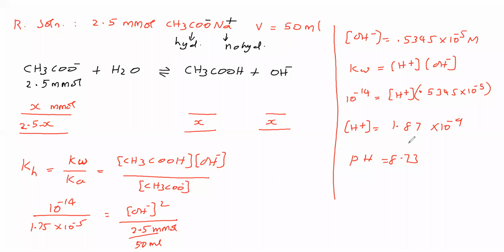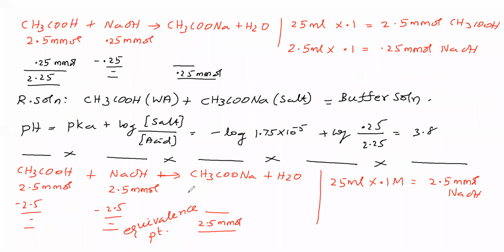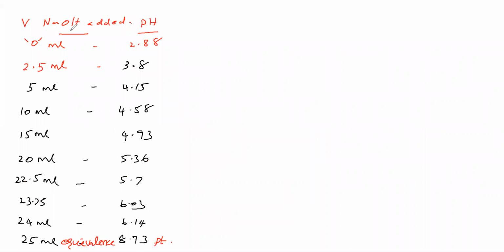Now you see why we got a pH of 8.73? Because of salt hydrolysis. In the salt, which part is undergoing hydrolysis? The anionic part is undergoing hydrolysis. Therefore, the pH is 8.73. So in this case, we have discussed weak acid versus strong base titration. At this equivalence point, pH is greater than 7 because from the salt, the anion undergoes hydrolysis.